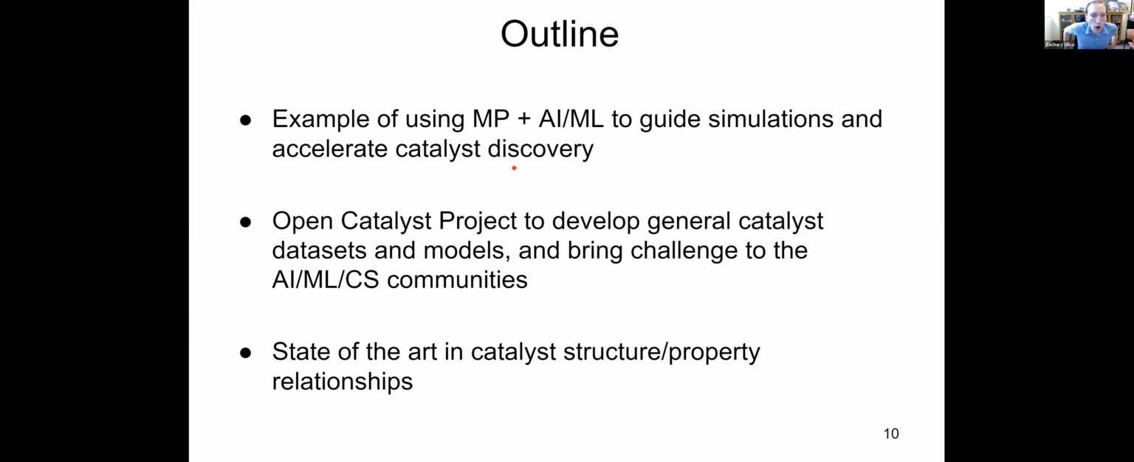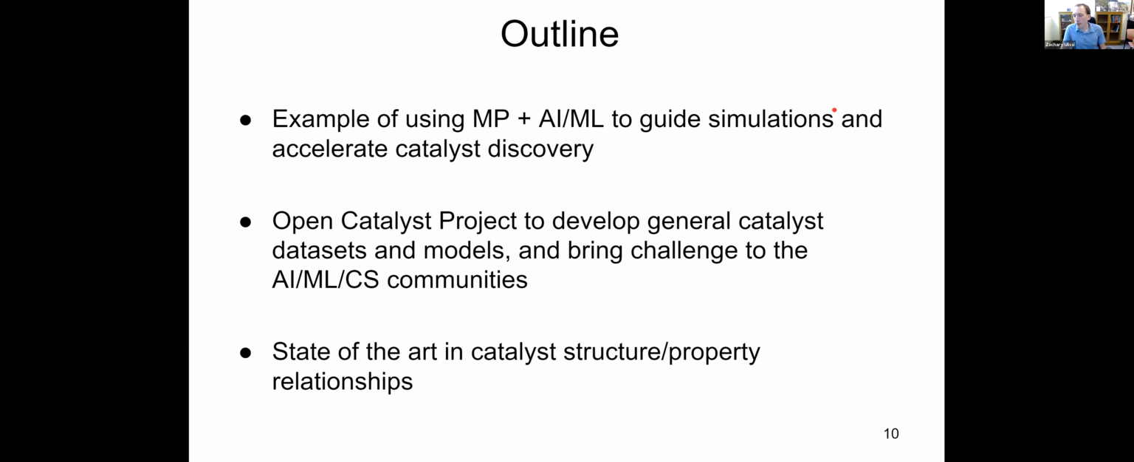Okay, so I know that this is a super broad audience. So what I'm going to do is give a super high-level overview of how we might use machine learning methods to screen space for something like CO2 reduction. Then I'm going to get progressively more detailed, talking about the data sets that we've been developing and new machine learning models in order to make this whole process faster.